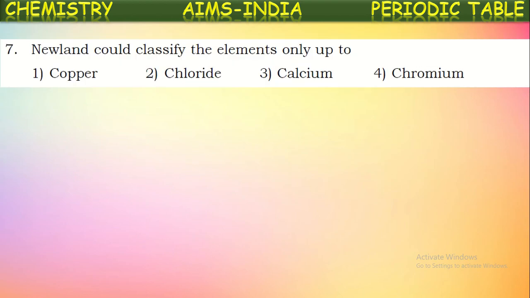Newlands could classify the elements only up to, of course he gave the classification into octaves, but it is limited to a few elements only. This classification is suitable only up to calcium.